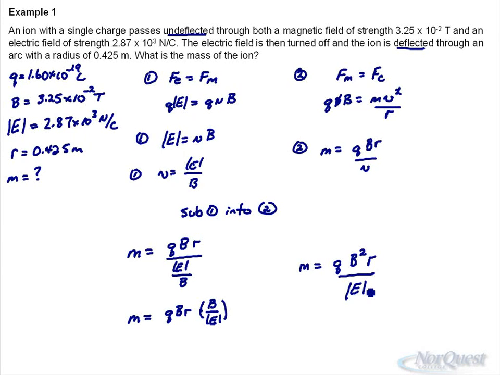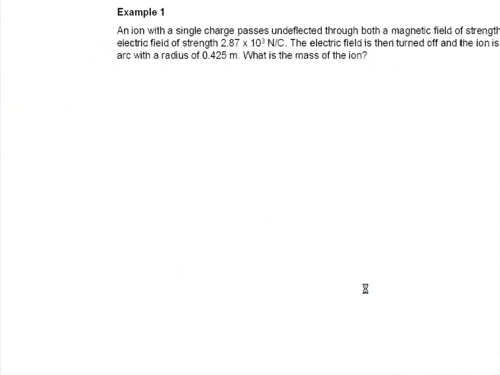I have charge, I have magnetic field, I have radius, I have electric field. In this case, because the magnetic field is constant in the velocity selector and the ion separator, I could just use the same B. If they were different, I would have to put in the two different values. So in the next slide, I'll rewrite my formula. M equals QB squared R over electric field. And let's put our numbers in.